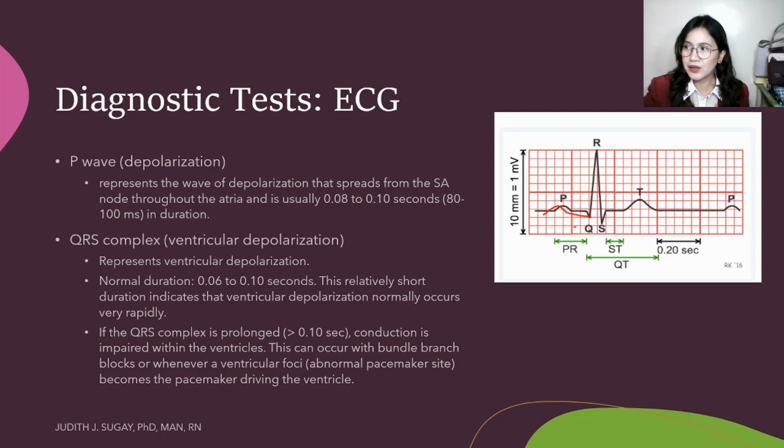And then we also have the QRS complex. The QRS complex represents ventricular depolarization. Normal duration is 0.06 to 0.10 seconds, so this is relatively short in duration, as it indicates ventricular depolarization. If it is prolonged, then conduction is impaired within the ventricles. It actually involves more of the pacemaker.